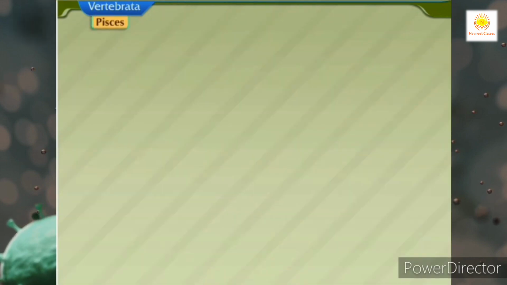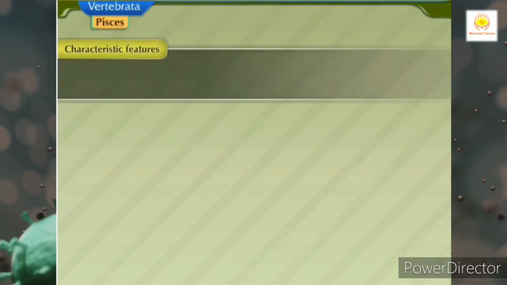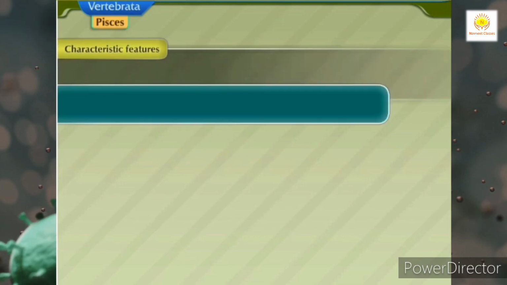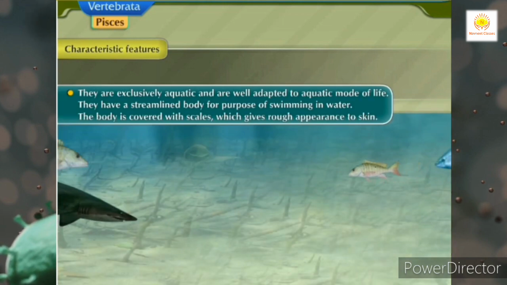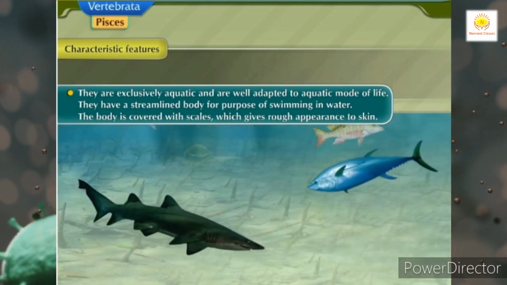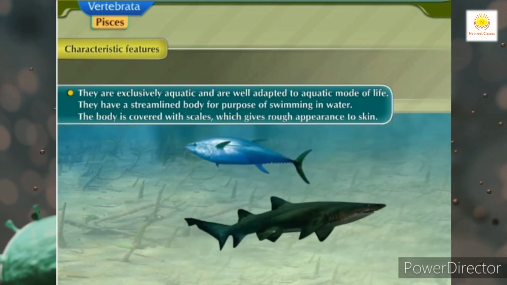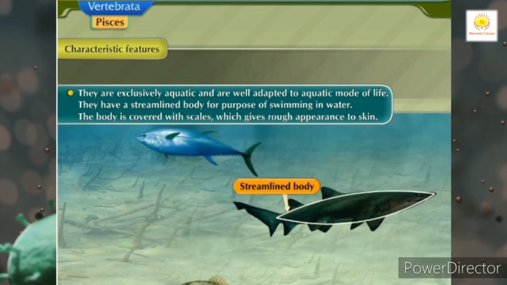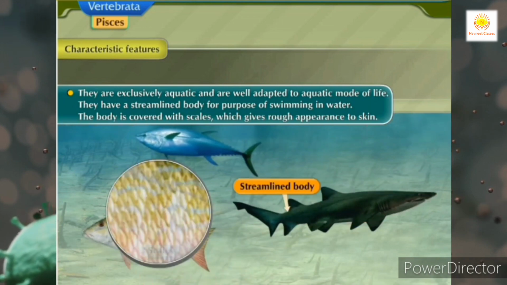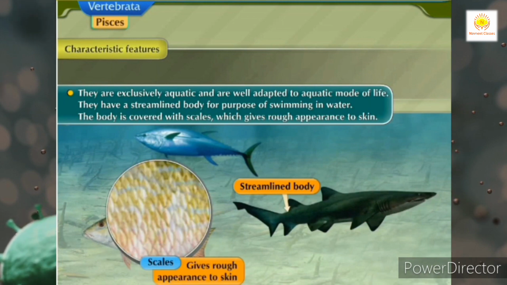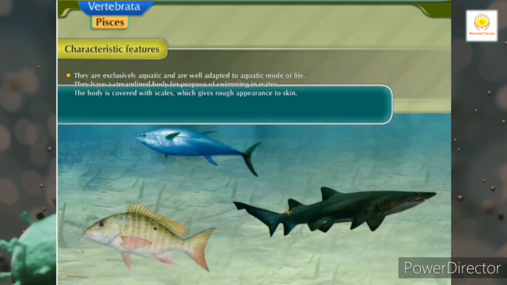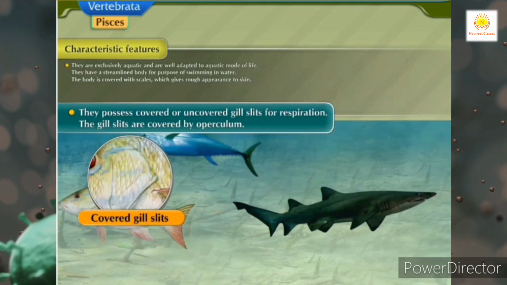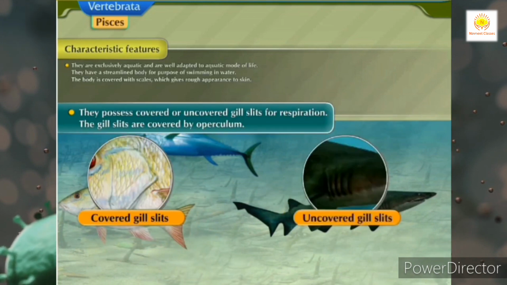Pisces. The characteristic features of this class are: they are exclusively aquatic and well adapted to aquatic mode of life. They have a streamlined body for the purpose of swimming in water. The body is covered with scales, which gives rough appearance to skin. They possess covered or uncovered gill slits for respiration. The gill slits are covered by operculum.